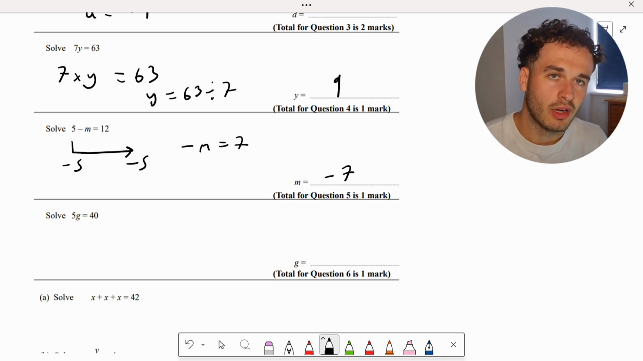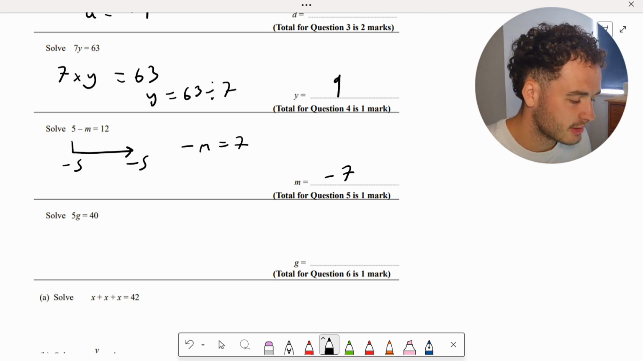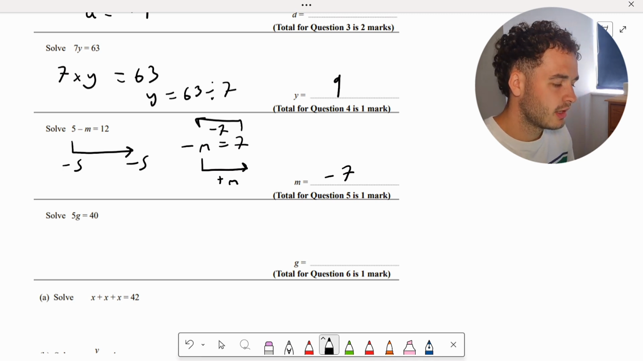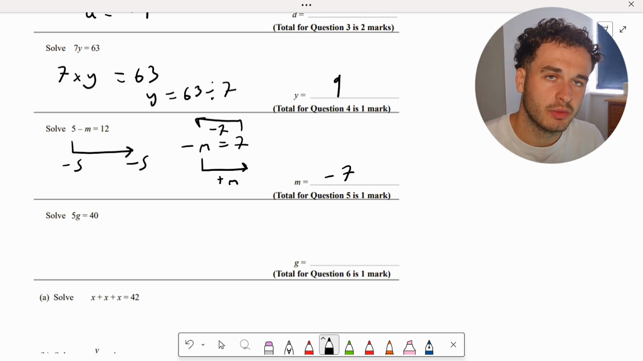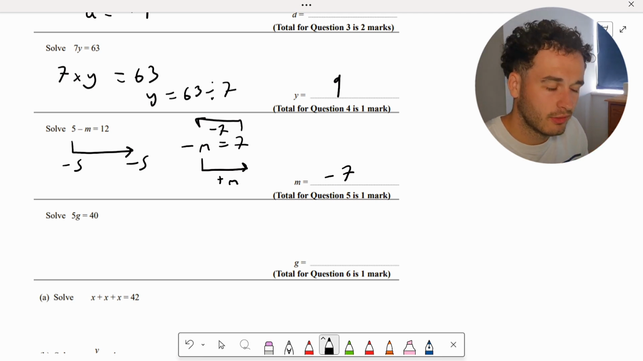But why, you ask? I can feel you screaming why down the camera. How does that make sense? If minus m is 7, why is m minus 7? Well, if you add m to both sides and subtract 7 from both sides, this leaves us with m equals minus 7. You're basically shifting the things to the different sides, or you can just multiply both sides by minus 1 and I'll give you the same answer.